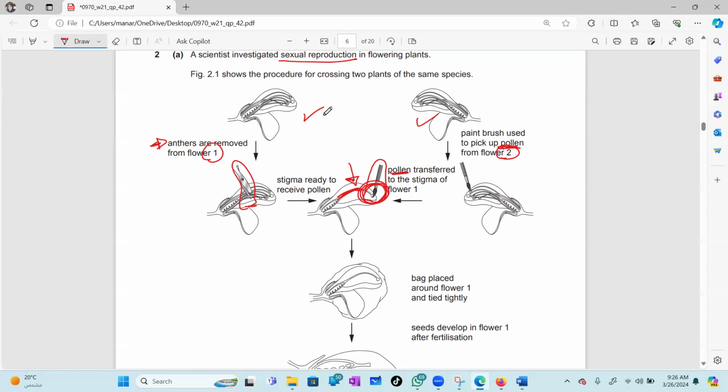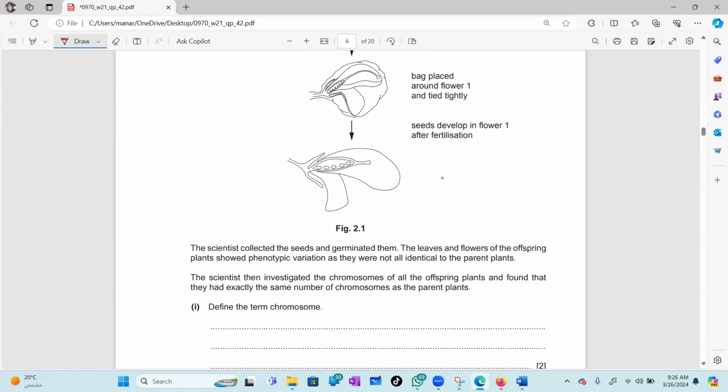Now, why did they remove all the anthers? They only left one. What does the anther produce? Pollen. Okay, so they took the pollen only from one of the anthers and they put it on the stigma. So is this artificial or natural selection? Artificial. Okay, let's not waste time. And then a bag was placed around flower 1 tightly. So a bag was placed after they artificially took the pollen and put it on the stigma of the flower, they covered it. Good. And then the seeds will develop in flower 1 after fertilization.